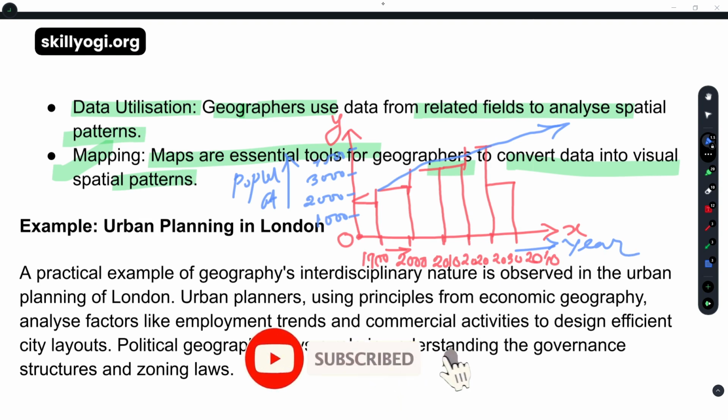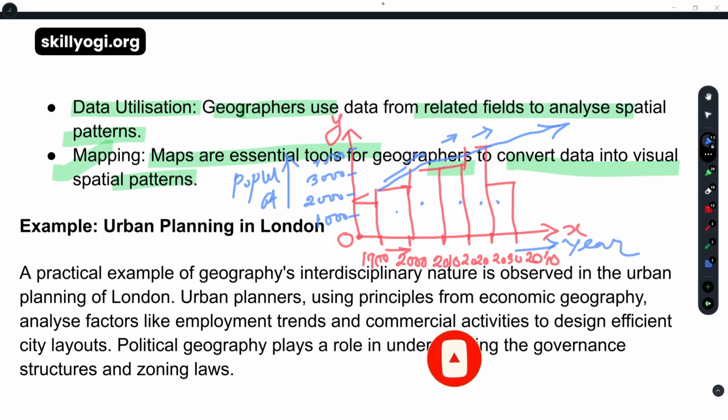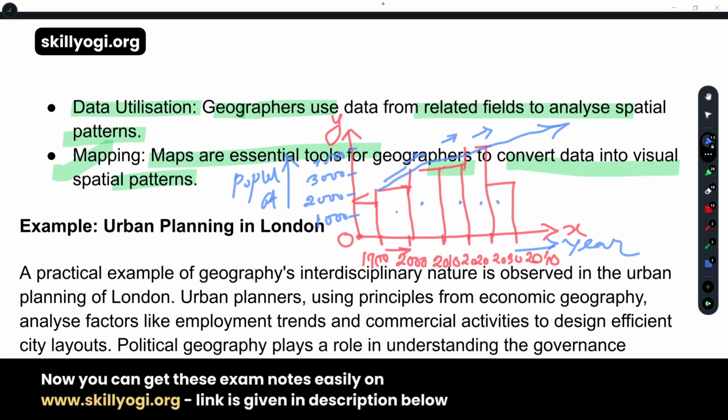Okay, this is called the line diagram and this is called the bar diagram, bar graph. So through the bar graph, what we can understand is the population is increasing a lot day by day.